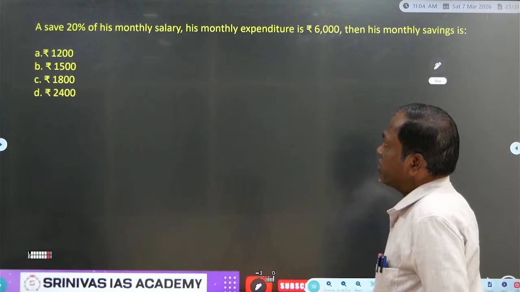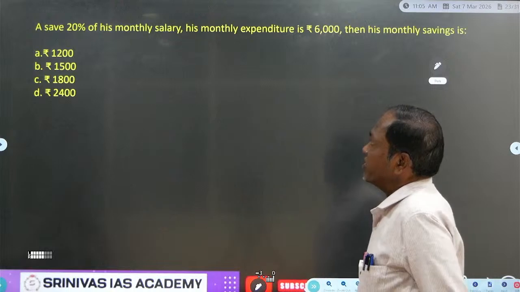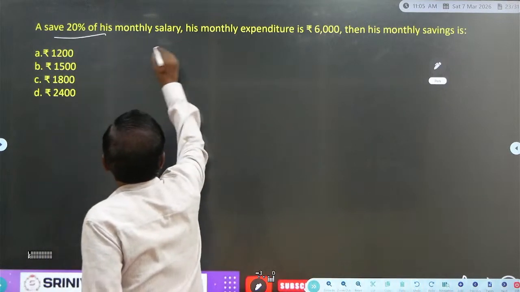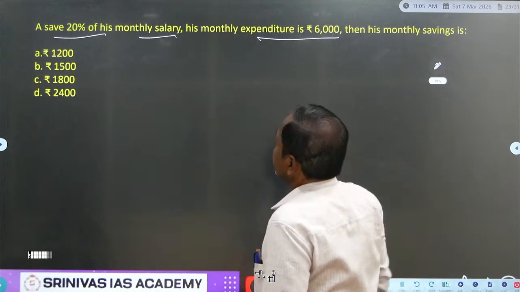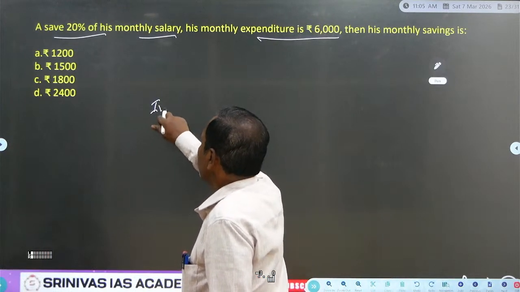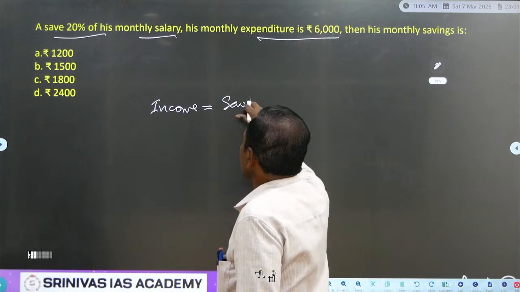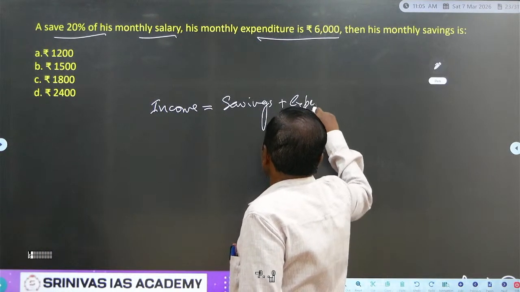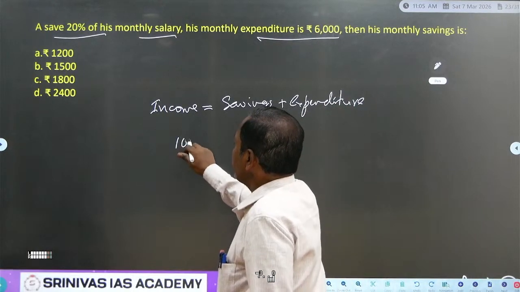A saved 20% of his monthly salary, his monthly expenditure is 6,000, then what is his monthly savings? There are two items given: savings, and monthly salary and expenditure. What is his monthly savings? Right. The income is equal to savings plus expenditure.